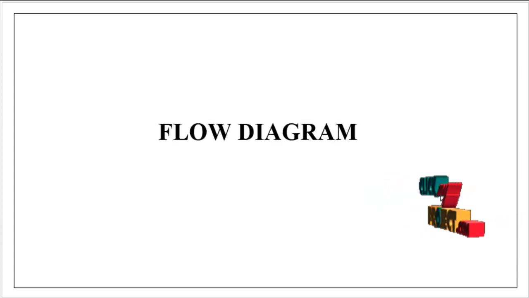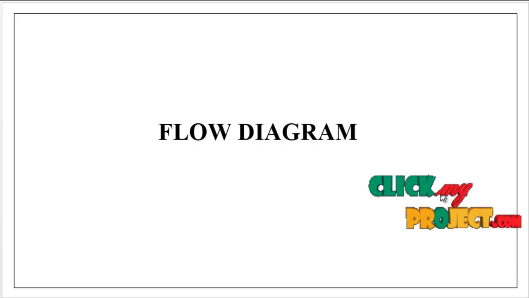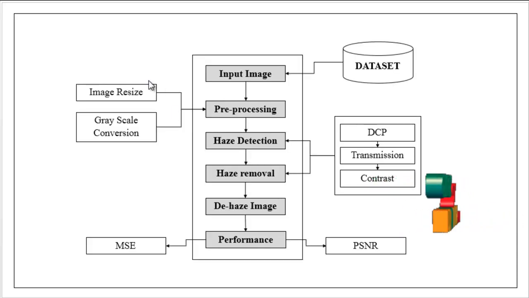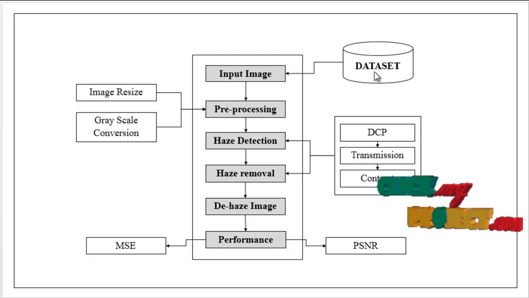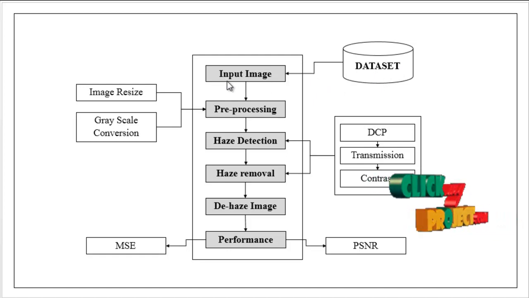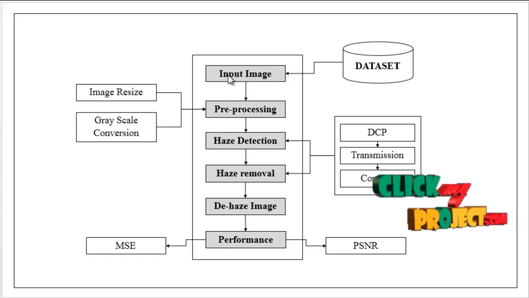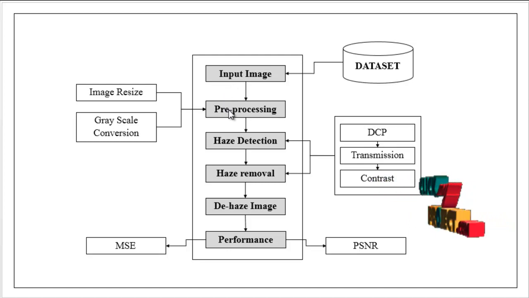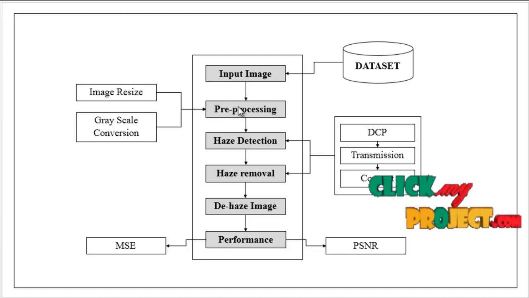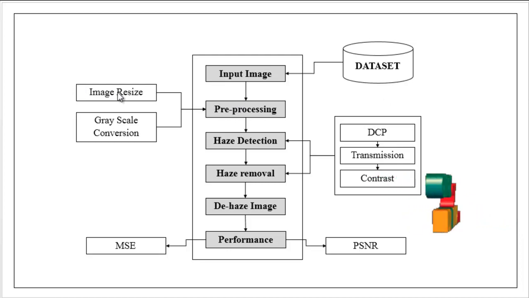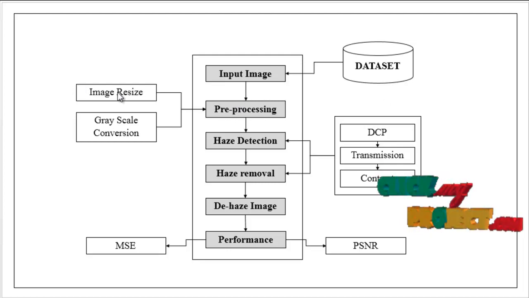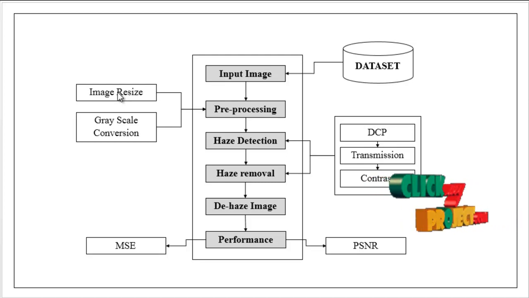Now we are going to see the flow of our process. So this is the flow of our process. First we have to take the data set. The data set contains n number of hazy images. We take one input image, then we pre-process the original image. In this step we use image resize, just resizing the original image. Then we implement grayscale conversion, which means we convert the resized image into grayscale.